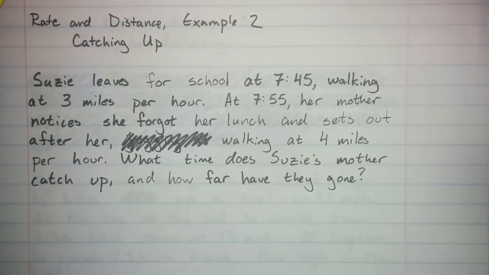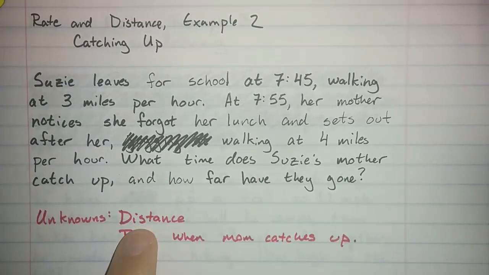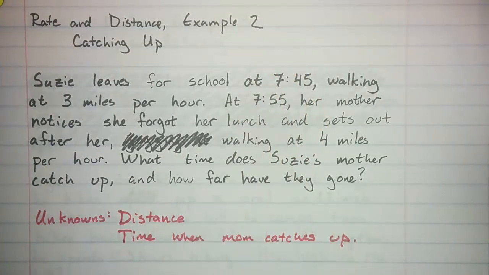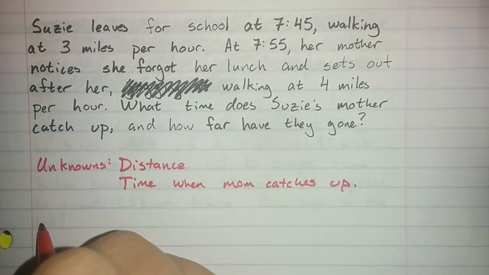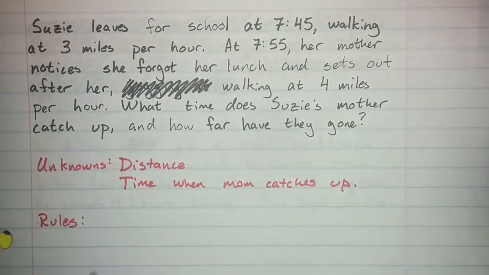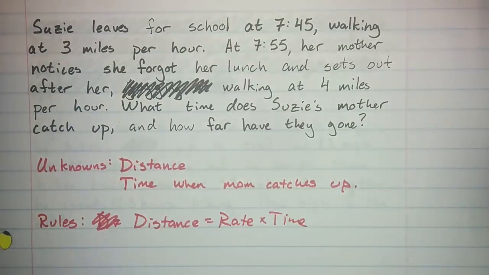Now, there's a trickiness to this problem, and that has to do with the way that we measure time. Our unknowns are told to us right at the end of the problem. They're the distance they've gone and what time it is on the clock when mom catches up. And what are the rules? Well, of course, distance equals rate times time will come into play here.